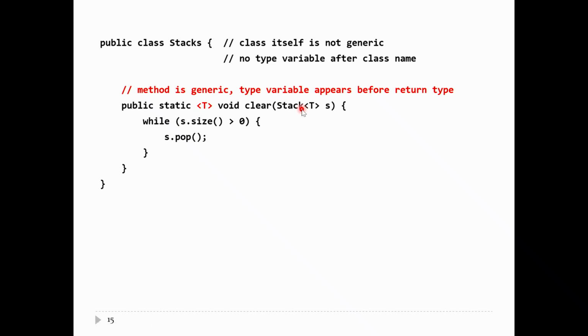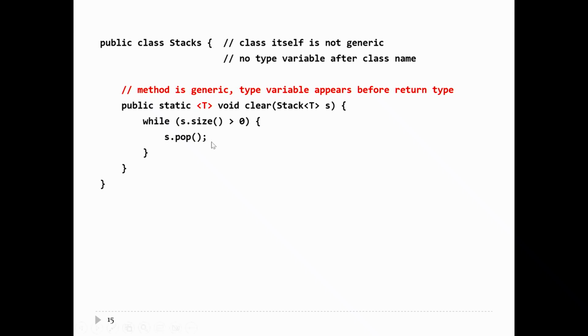Okay, our clear method, though, is generic. It wants to be able to take in a stack of any element type. And so for our purposes, the way you would write this is public static, and there's your method, void clear takes in a stack. And your generic type appears before the return type. So it's always in front of the return type here. In this case, it's in front of void. How do you implement clear? Well, you just pop the stack until it's empty. So as long as the stack is not empty, pop the stack. And eventually that will remove all the elements from the stack, and you'll have an empty stack.